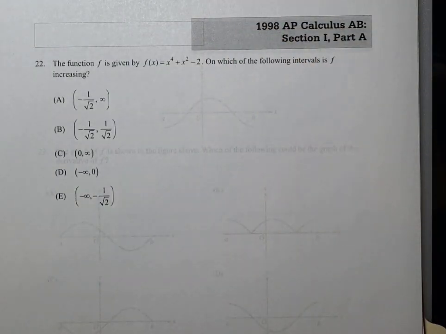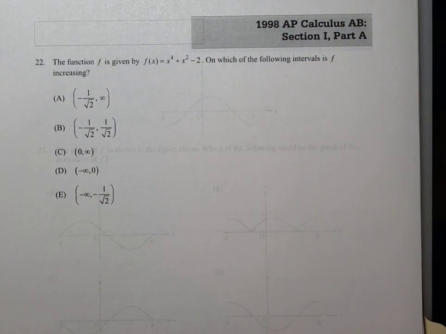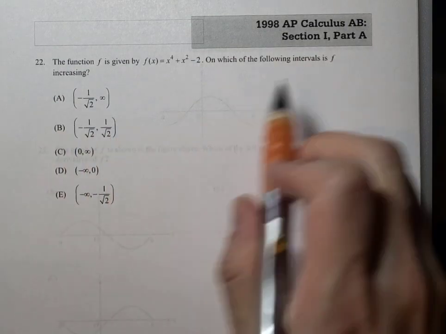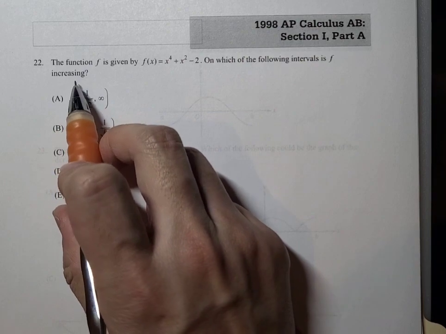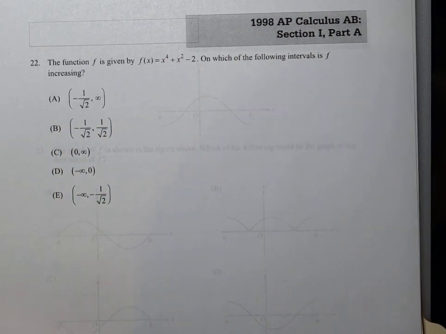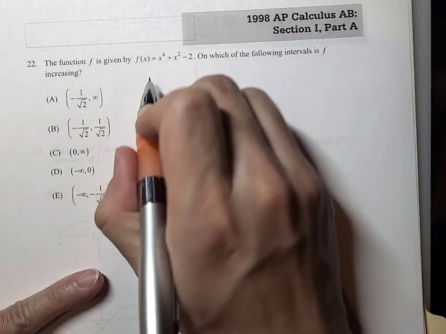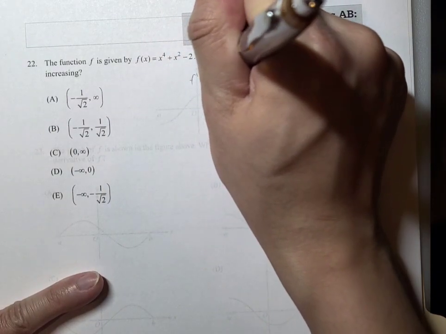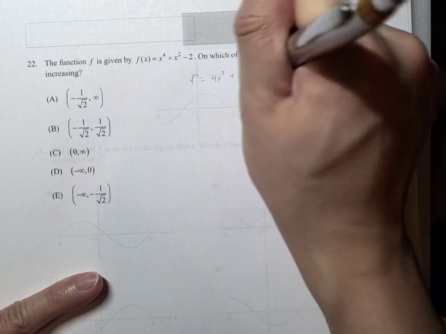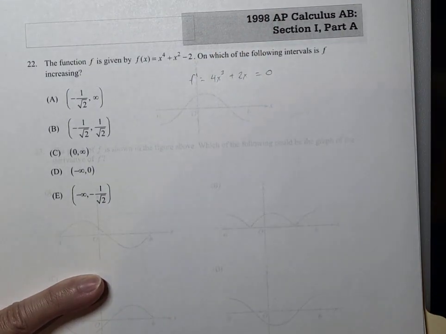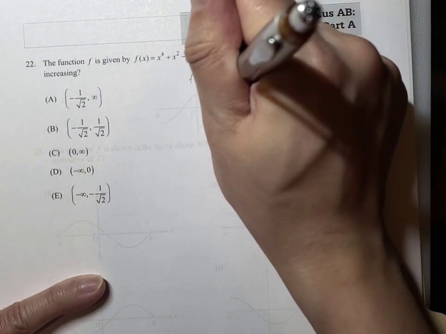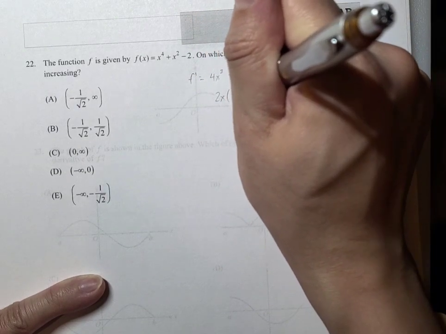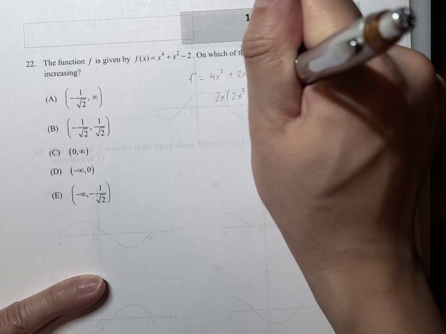The function f is given by f of x equals x to the 4th plus x squared minus 2. On which of the following intervals is f increasing? When it asks about a function increasing or decreasing, you probably want to take the derivative and do the first derivative test. So what's f prime? That is just 4x cubed plus 2x. We set this equal to 0. Let's factor out 2x, so we get 2x times (2x squared plus 1).